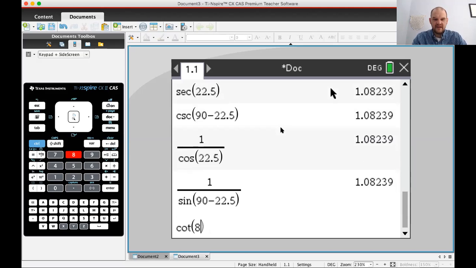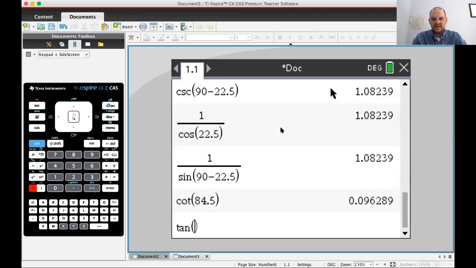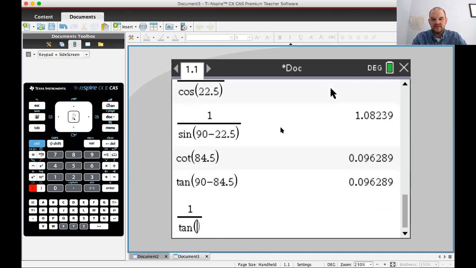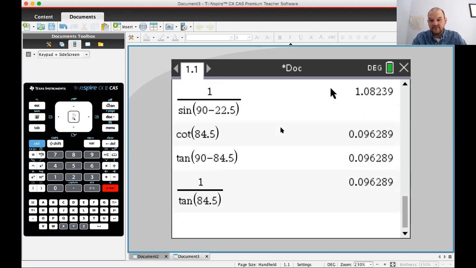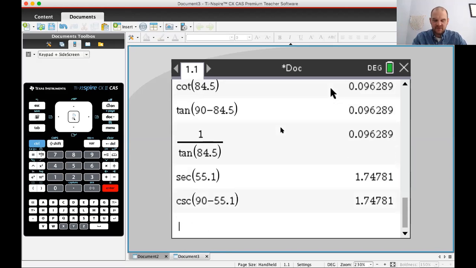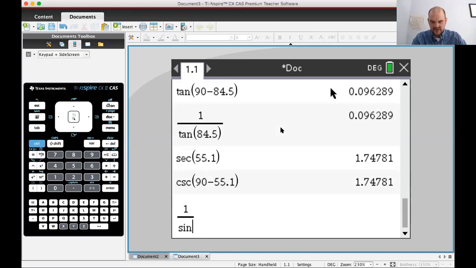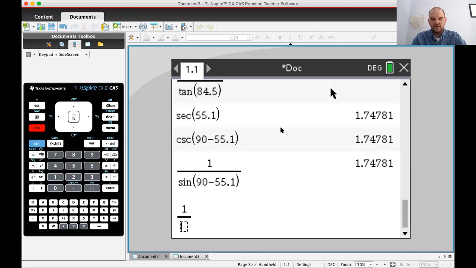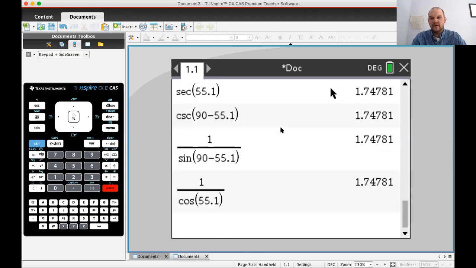So cotangent of 84.5. We said that'll be the tangent of 90 minus 84.5, but also 1 over the tangent of 84.5. They're all equivalent. And I really think that this banging away on the keyboard that I'm doing here is the best way to understand these. You can write them down, but when you see the numbers coming up the same every time, that's when you really start to get it, right? Sine of 90 minus 55.1, or I could have just done 1 over the cosine of 55.1, and there you go. So we did a lot of them, we checked a lot of them.